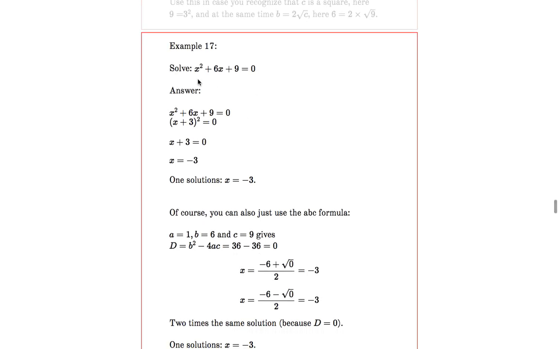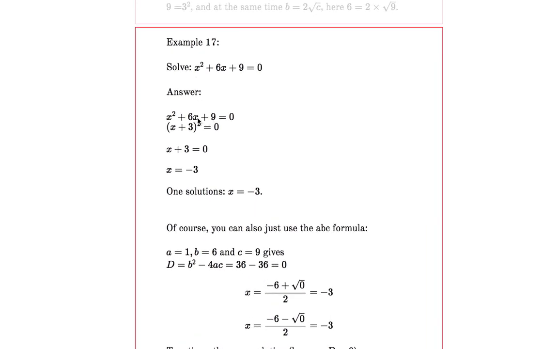For example, x squared plus 6x plus 9 is 0. So we recognize that we can write it as (x + 3) squared is 0. So just x plus 3 is 0. Because that's the only solution, x is minus 3.